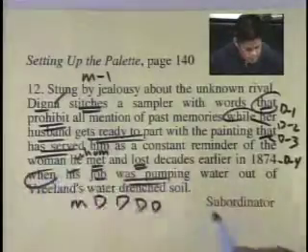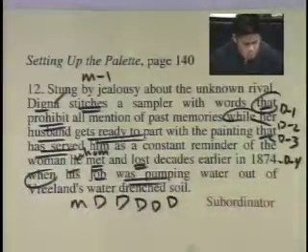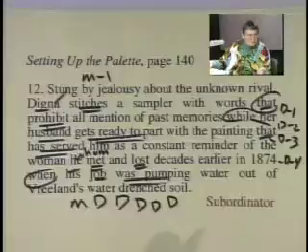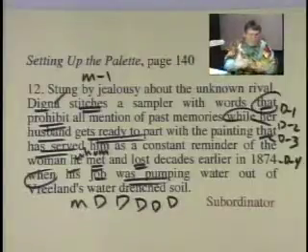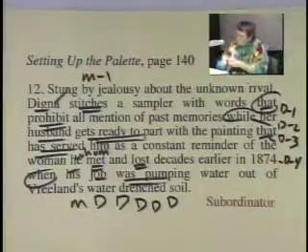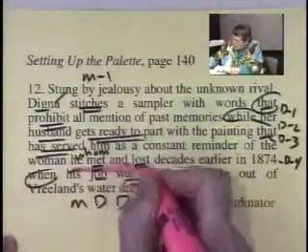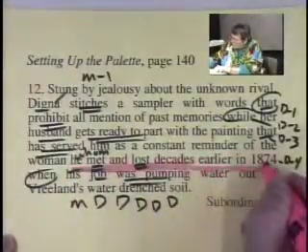Okay. So let's just get the big picture. How many main clauses do you have? One. And how many dependent? Five. And your sentence type is? Complex. Right. Now, the only trouble spot here was right here: the woman whom he met and lost decades earlier in 1874.